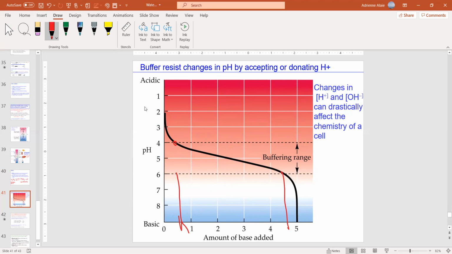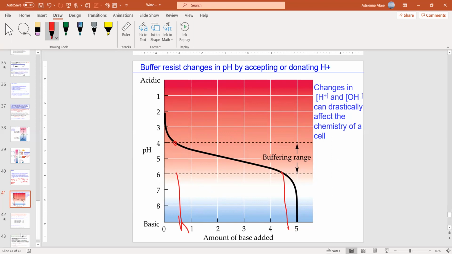So it says buffers resist change by accepting or donating protons depending on what is necessary. And the reason this is important is that if we change the concentrations of protons and OH minus, we drastically affect the chemistry of the cell, because we're going to change ionic bonds, for instance. And if ionic bonds are holding together our macromolecules, that's problematic, right? Because if you change whether something is an ion, then there would no longer be an ionic bond and something can unravel.